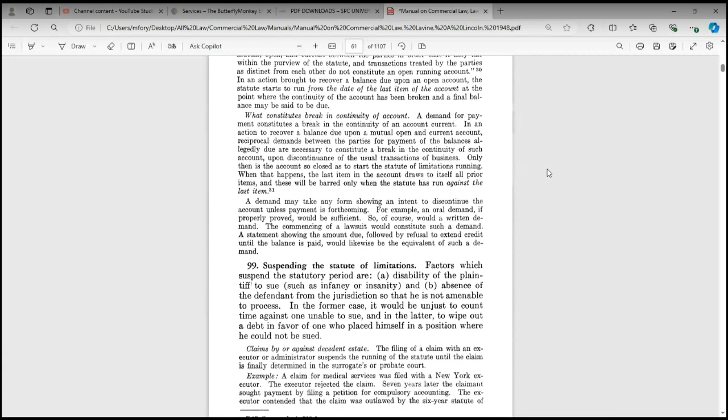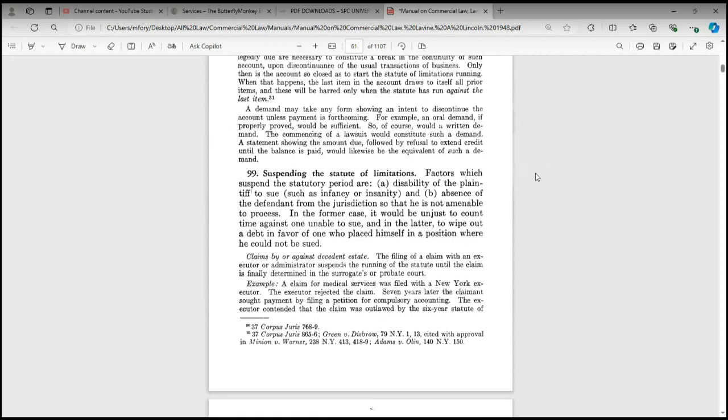In an action to recover a balance due upon a mutual open and current account, reciprocal demands between the parties for payment of the balances allegedly due are necessary to constitute a break in the continuity of such account, upon discontinuance of the usual transactions of business. Only then is the account so closed as to start the statute of limitations running. When this happens, the last item in the account draws to itself all prior items, and these will be barred only when the statute has run against the last item.